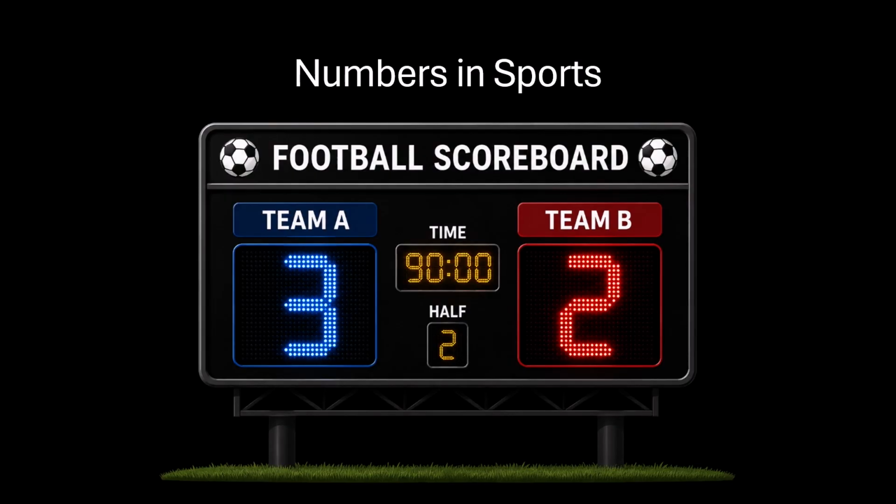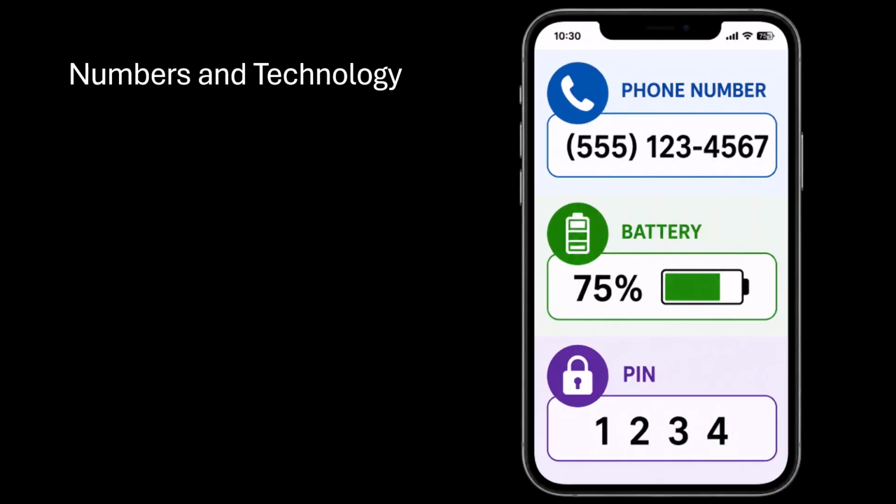Sports also use numbers to keep scores and record results. Numbers tell us who is winning and by how much. Technology relies on numbers: phone numbers, passwords, battery percentages, and internet data all use numbers.